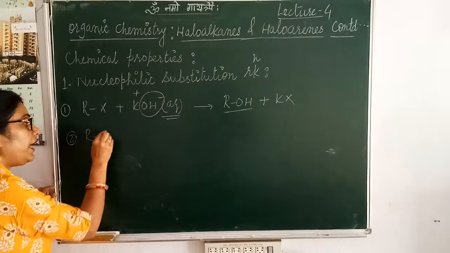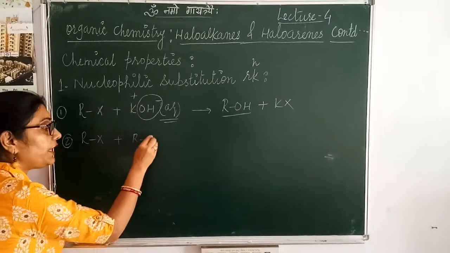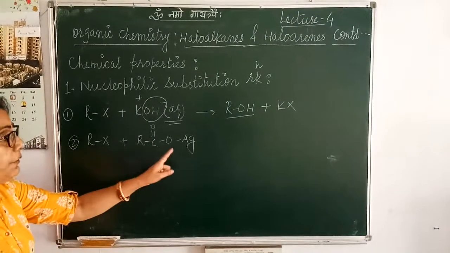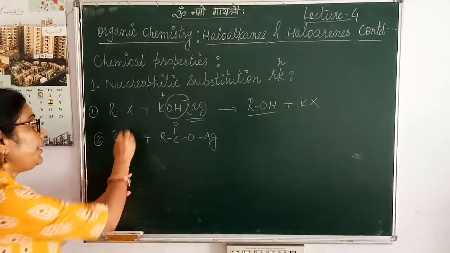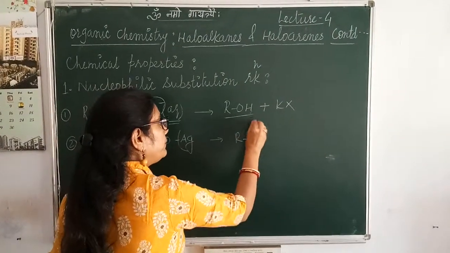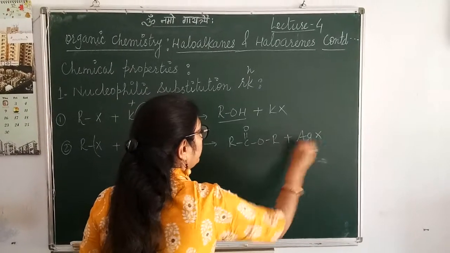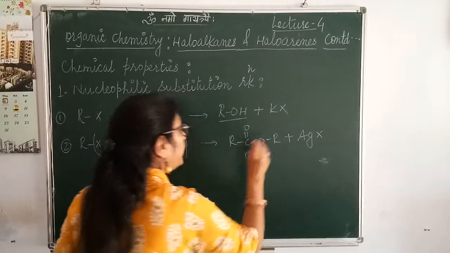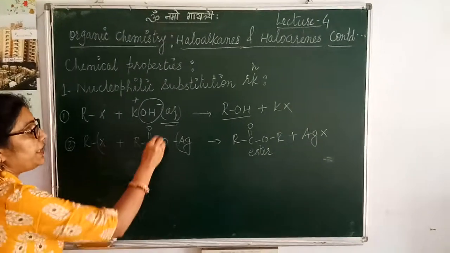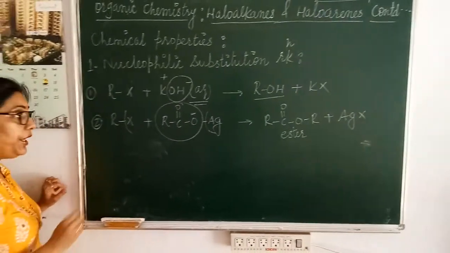When an alkyl halide reacts with the silver salt of a carboxylic acid, AgX is eliminated and the product is ester. So you can see here that the product is ester and the nucleophile is carboxylate ion, and AgX gets eliminated.